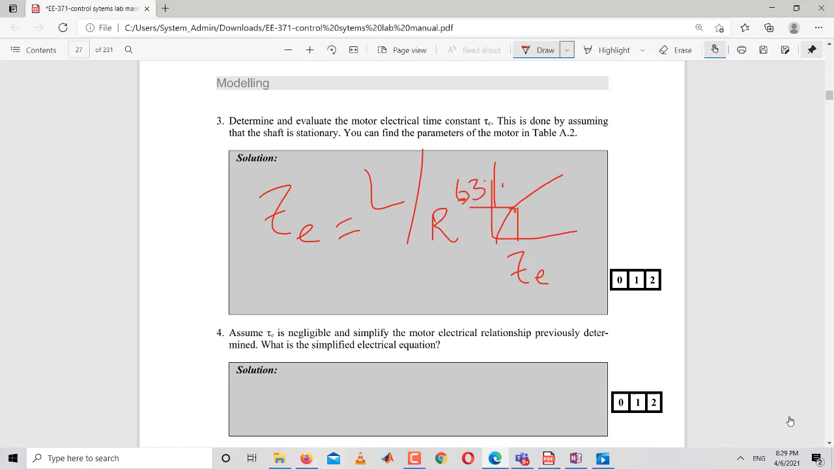What you are supposed to do is find these values of L and R given in table A2, the table in the previous lab, plug in the values and calculate the value of tau.